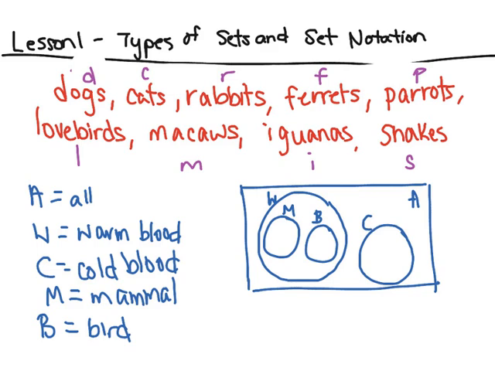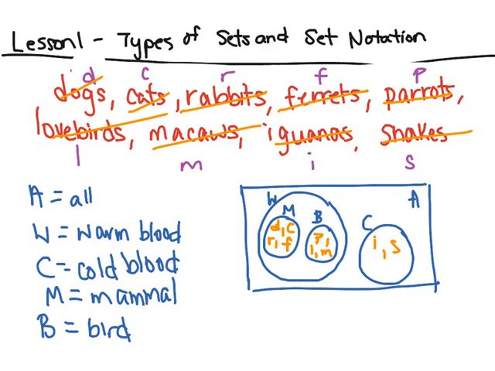Now we need to place each of the animals into a place. So dogs is a warm-blooded mammal. Cats is a warm-blooded mammal. A rabbit is a warm-blooded mammal. A ferret is a warm-blooded mammal. A parrot is a bird. And so is a macaw and a lovebird. And iguanas and snakes are reptiles, so they are cold-blooded, so they go in this section. So there's our Venn diagram.